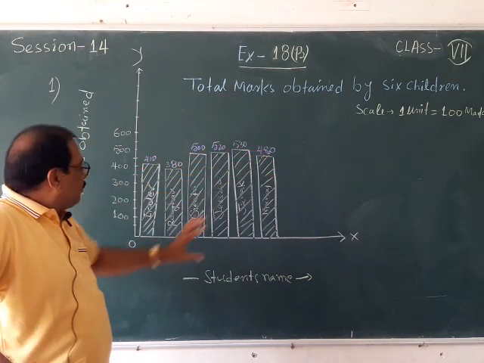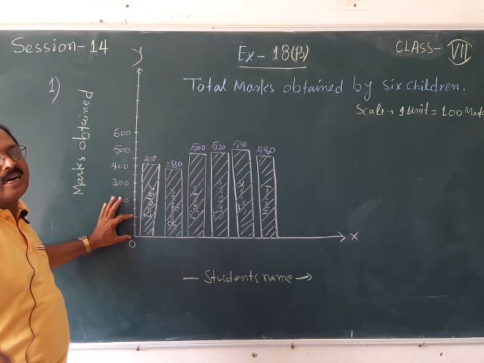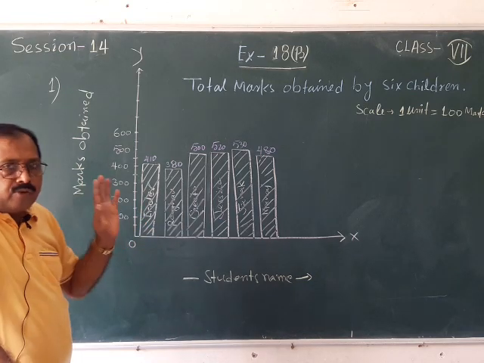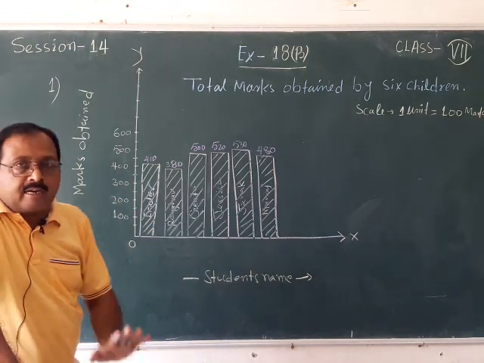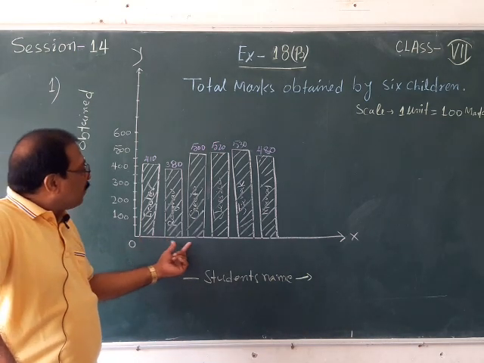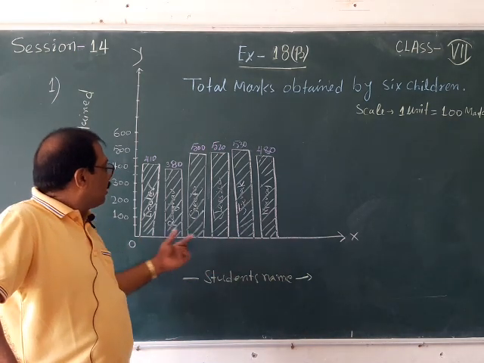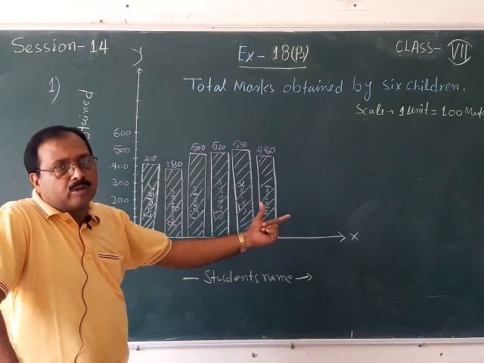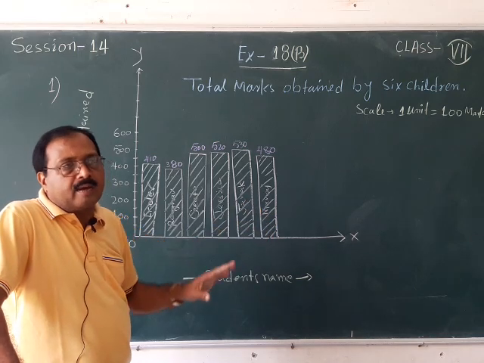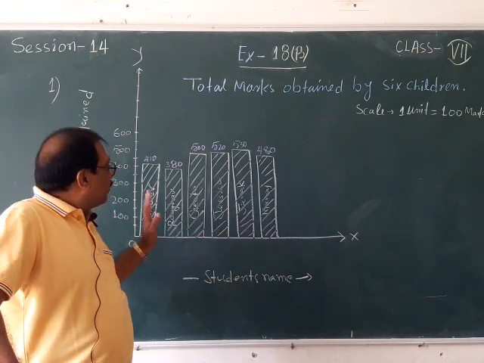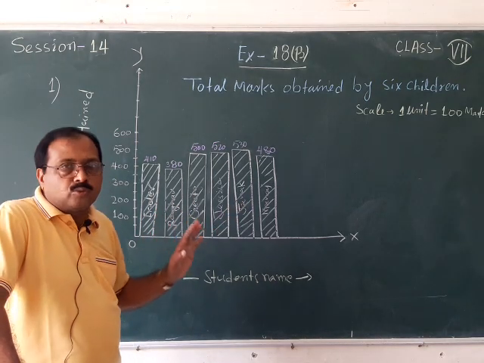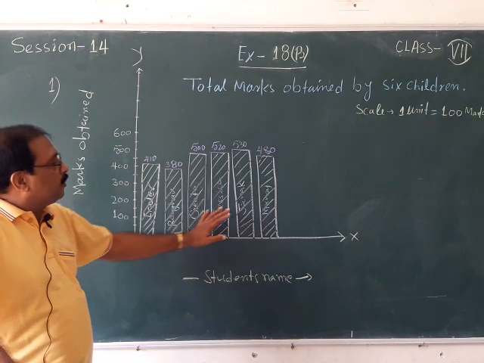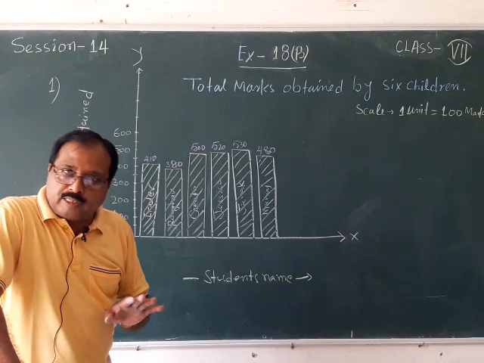What is my scale? I have taken here 1 centimeter, means 100 marks. This is my scale. So this much information should be there. Then when you are drawing a graph, you should take care that the gaps between two graphs should always be the same. It should not be that one time you take less gap and another time you take more gap. So you have to manage the graph, you have to keep an eye, so that between the two graphs you always spare the same vacant space. That means the distance between two bars should be the same.